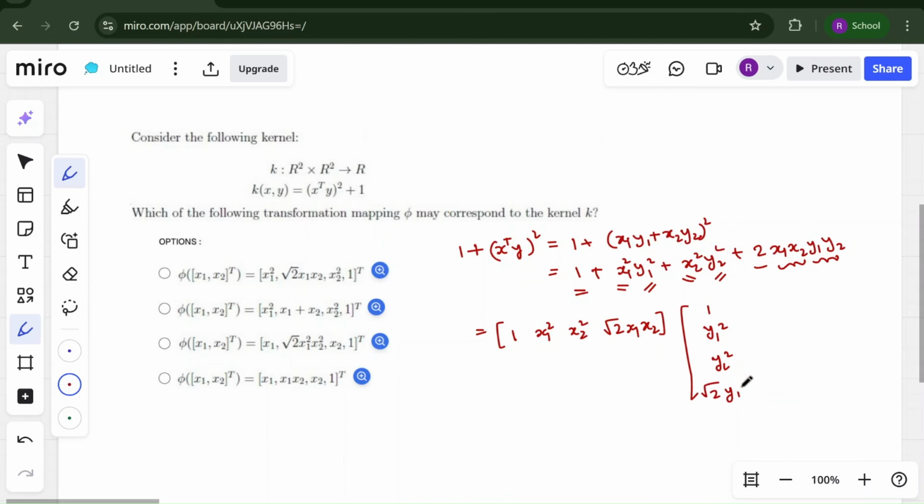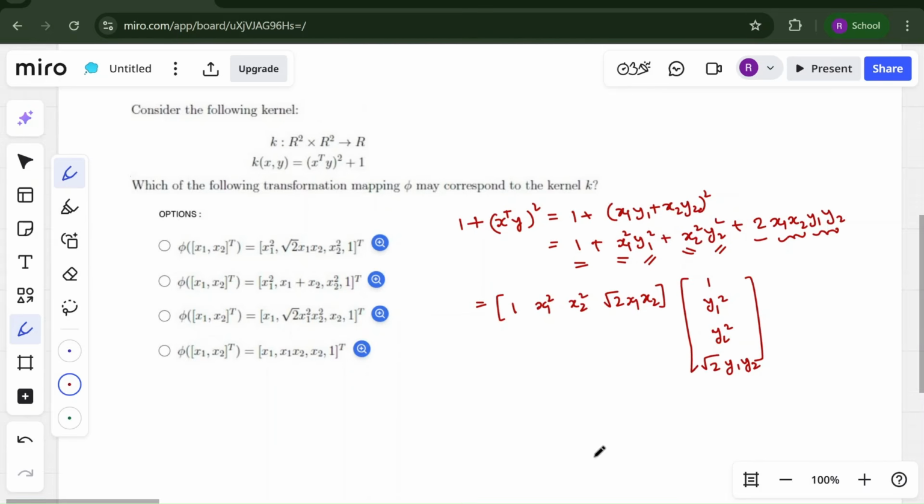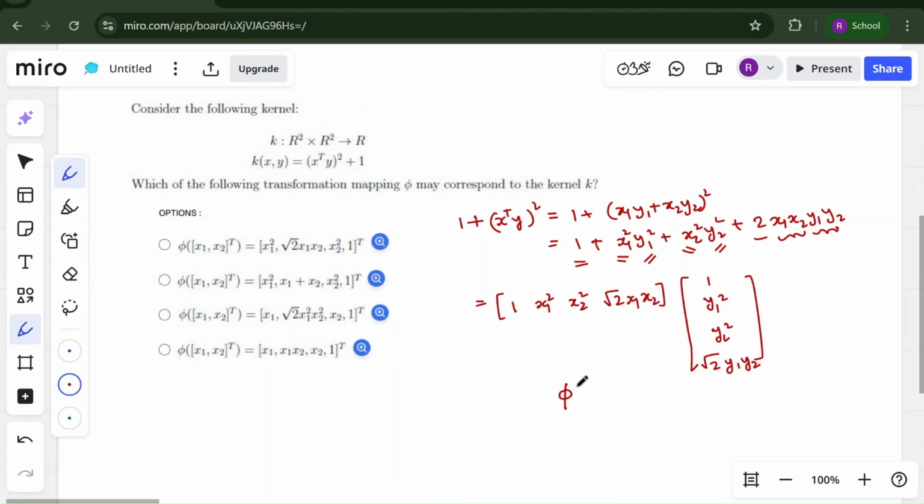This is the second question. So we can write it in this manner where this is my phi of x transpose, and this is my phi of y. So what is my phi of x? It has a 1, x1, x2, x1 square, x2 square, and under root 2 x1 x2, which is actually the first option. The order changes here and there. In fact, the order doesn't matter. What matters is which terms are present.